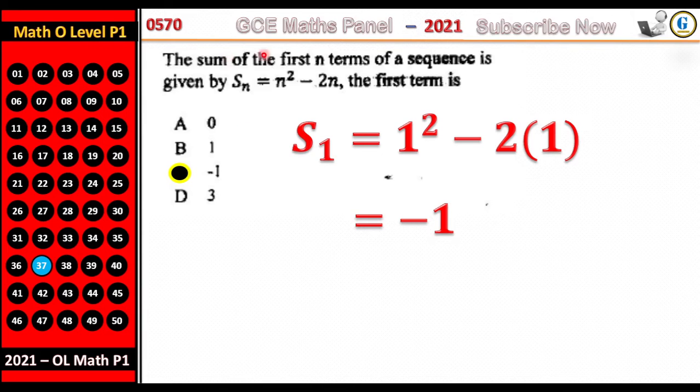If they give it like this and ask instead for the second term, then the second term will be given by S2 minus S1. That's the sum of the first two terms minus the sum of the first term. Note that S1 is just the first term, not the sum of the first one term, because it will not make sense.